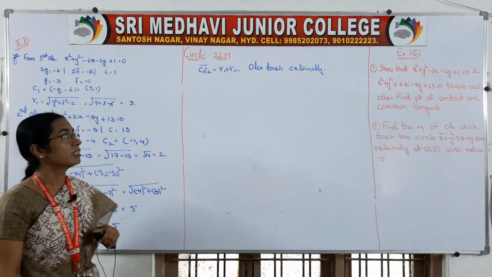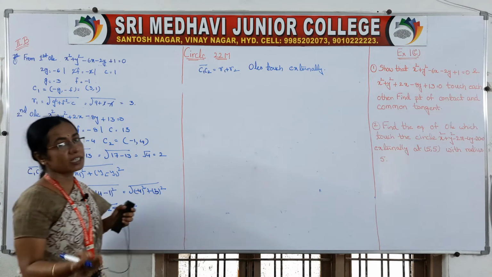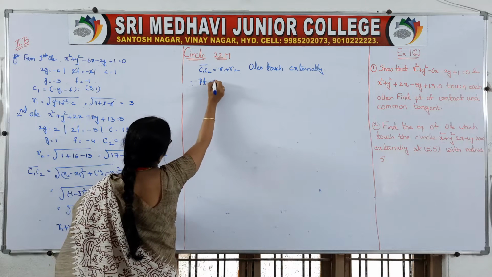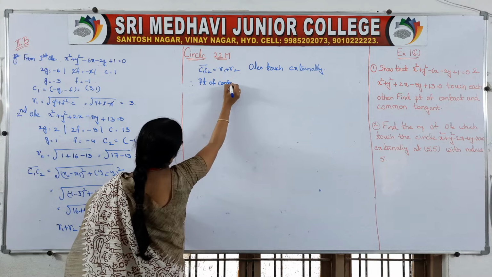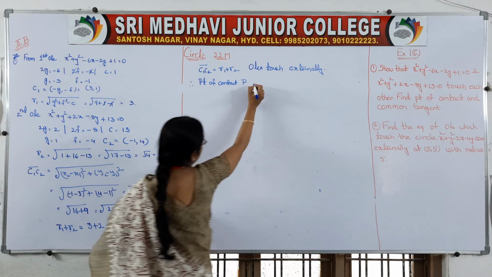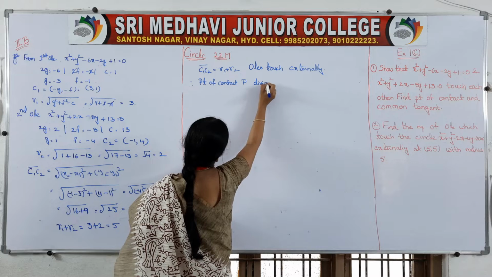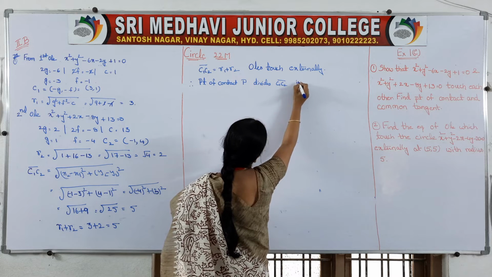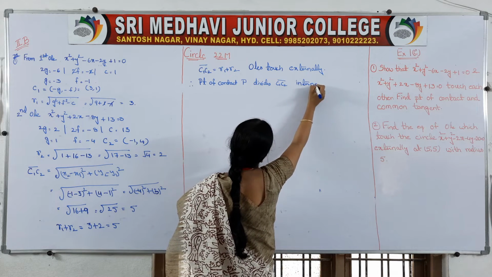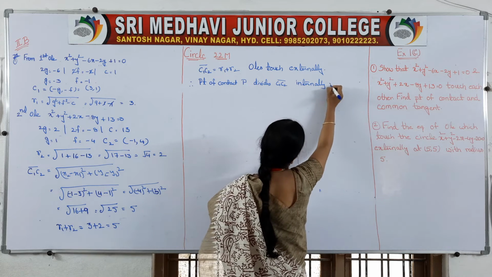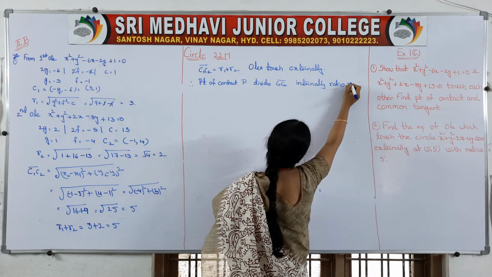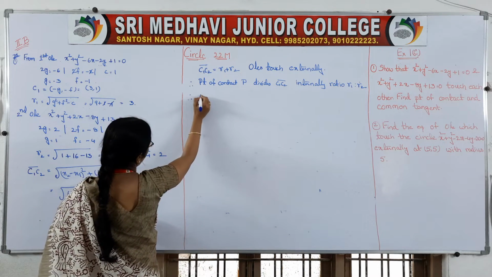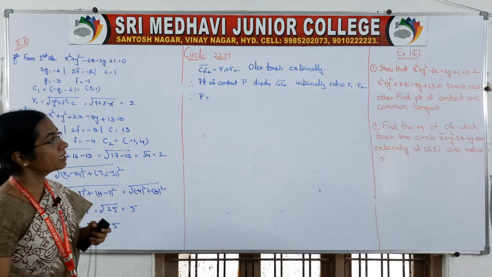So if circles touch externally, the point of contact divides internally. Therefore, you can take the point of contact as P, which divides C1C2 internally in the ratio R1 is to R2. So your point P divides C1C2 internally.